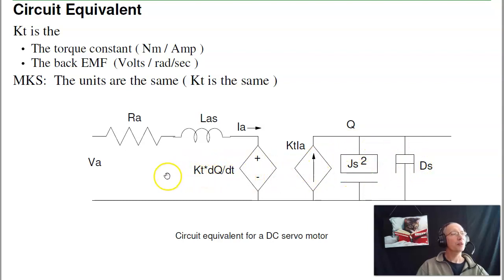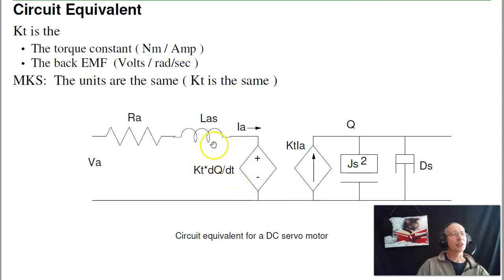If you use metric units, then kT equals kT. It turns out Newton meters per amp is equal to volts per radian per second. If you work out the units in MKS, they actually are one and the same. So if I want to find kT, whichever one's more convenient, I can spin the motor and see how much voltage it produces. That measures the volts per radian per second.